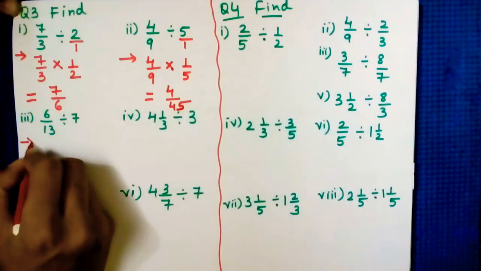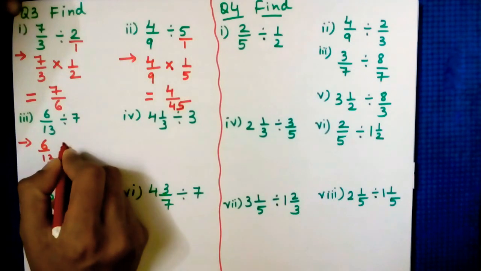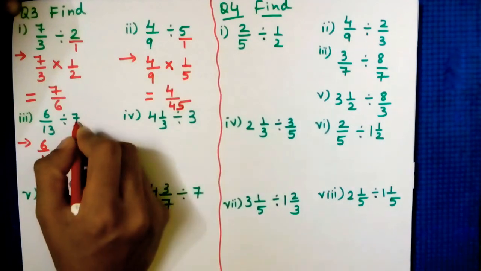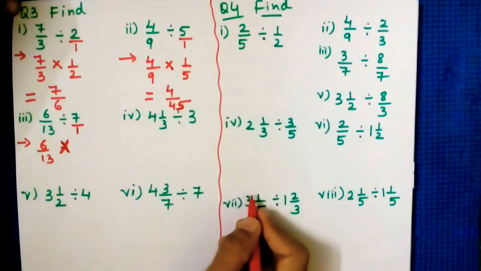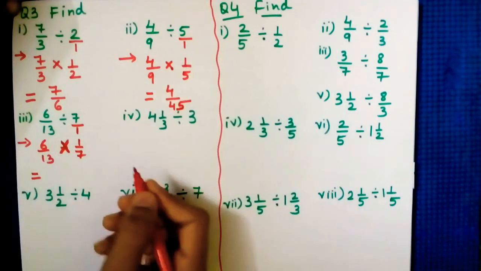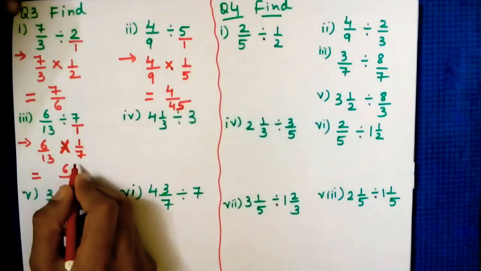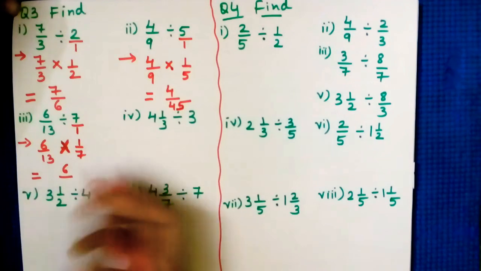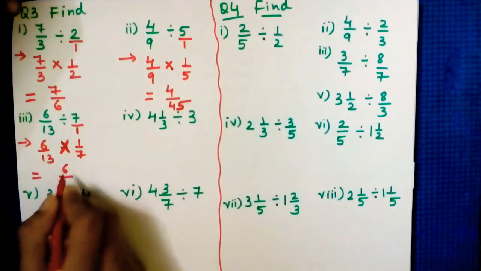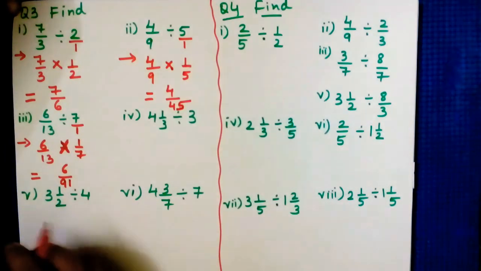Now the third one. Again the first part, 6/13, will be the same. The division sign we change into a multiplication sign. And 7 we write as 7/1 and take the reciprocal, so it will be 1/7. Again cancellation is not possible, so we multiply. 6 ones are 6, and 13 sevens, if you don't know the table, you can multiply on the side and check. It will be 91. So 6/91 is our answer.